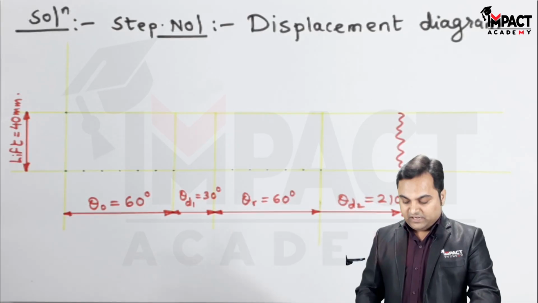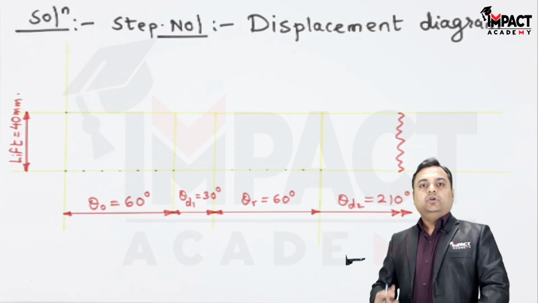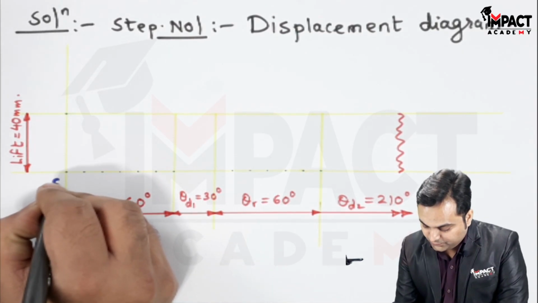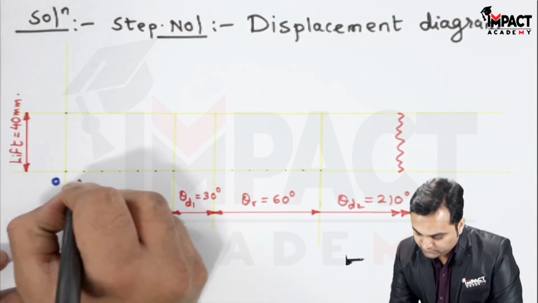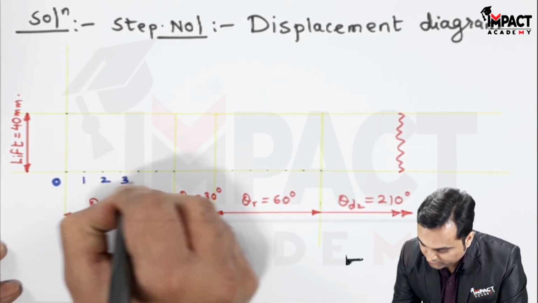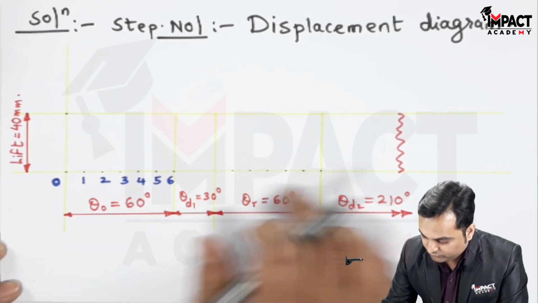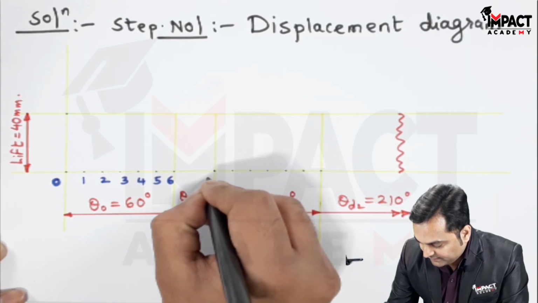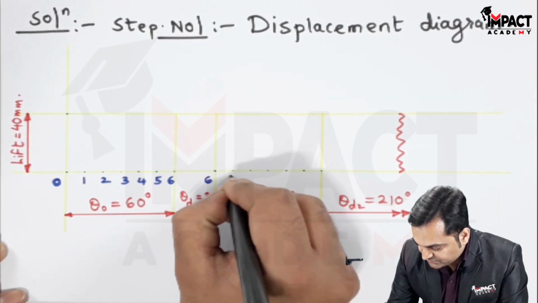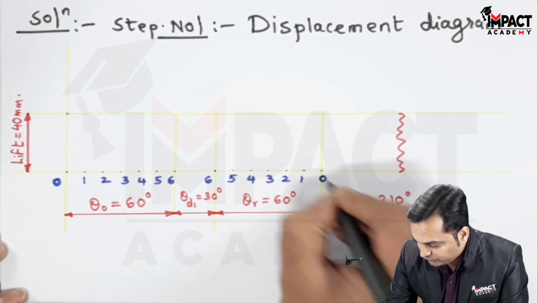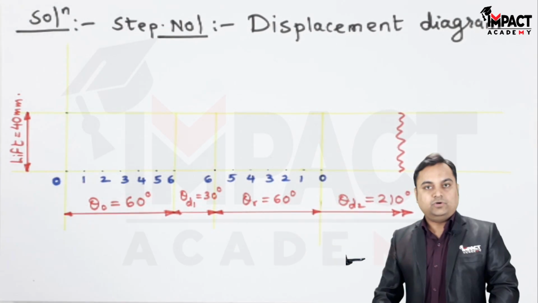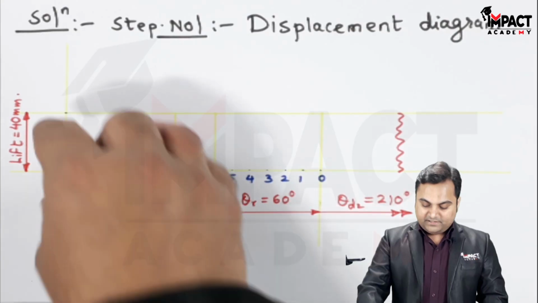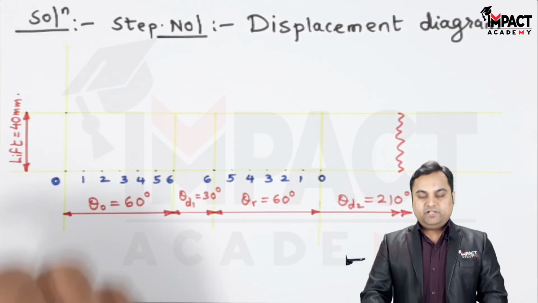Now since I have divided the outstroke and return stroke, I'll give the notations because notation will help us to solve the problem more easily. So here this is point 0, then it is 1, 2, 3, 4, 5 and 6 for the return stroke, and here the first dwell I'll give the notation in the reverse order for simplification. This is 6, 5, 4, 3, 2, 1 and 0. Now how I have divided the outstroke and return stroke in a similar manner, I need to divide this lift, which is of 40 mm, into 6 equal parts.